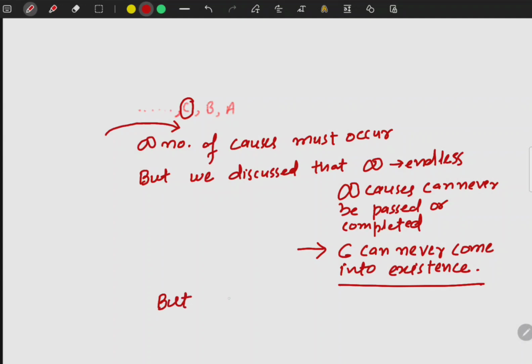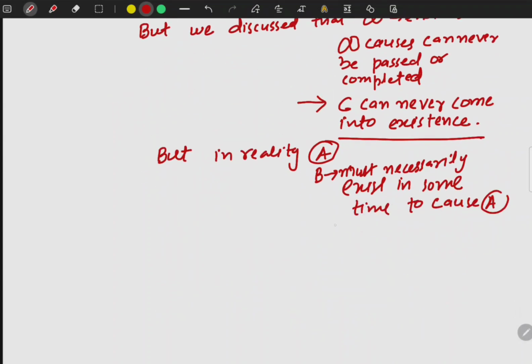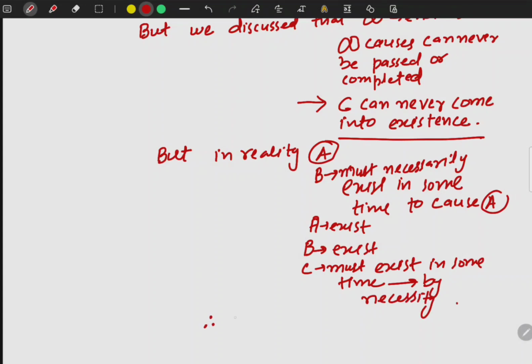But in reality, A exists. We earlier assumed that. For A to exist, B must necessarily exist at some time to cause A. For B to exist, C must exist at some time by necessity. Therefore, we conclude that C had existed at some time. So the existence of C is proved through reality. Therefore, a contradiction occurs between the assumption and the reality.